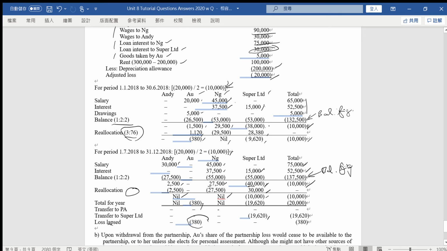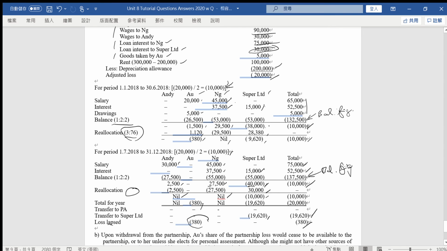That's why we can show that finally there is no assessable profit in the partnership, because this figure will be used by Super Limited, being transferred to the calculation of Super Limited's profits tax liabilities, and this figure will be left.